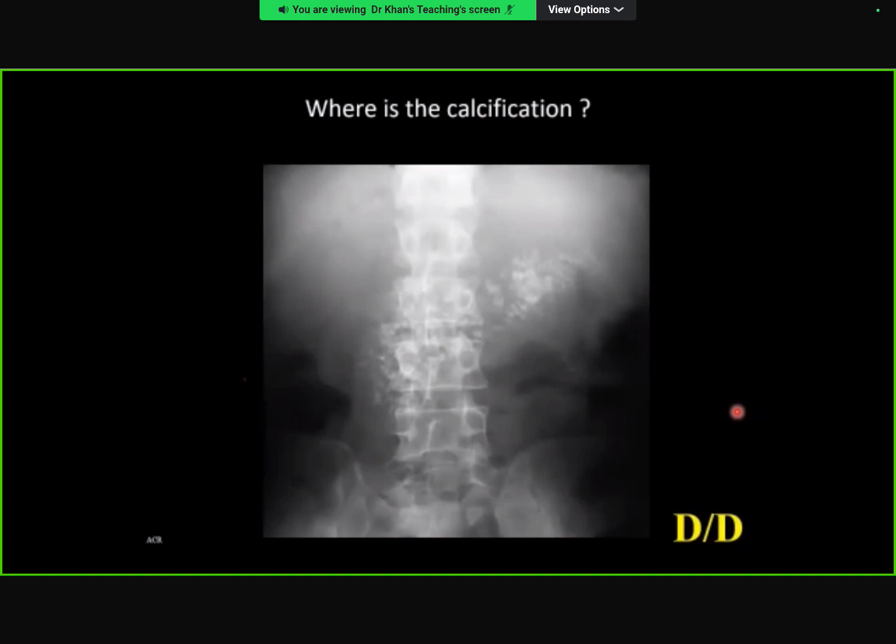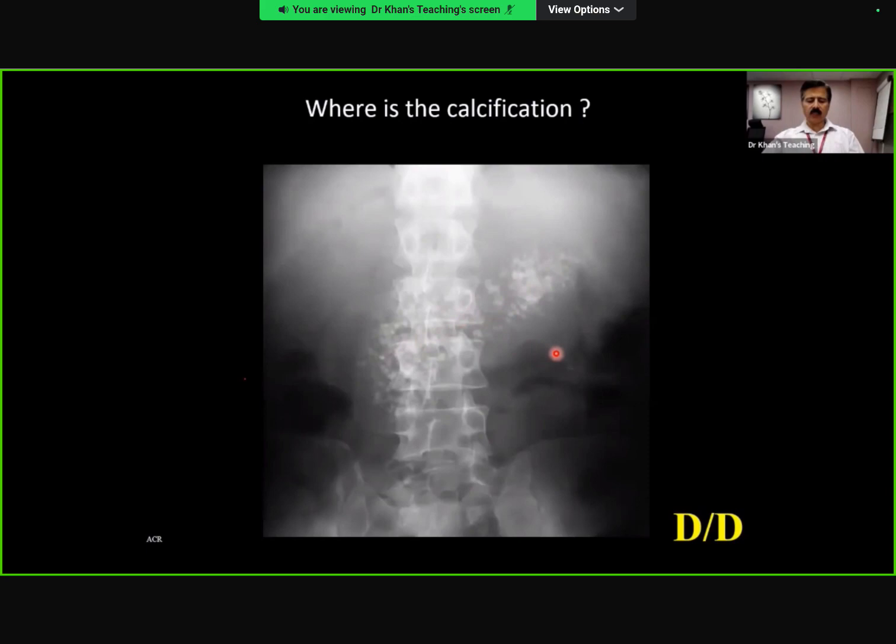Yes, sir. So that's the calcification seen in the pancreatic region. That's the pancreatic calcification. Excellent. That's fine. Because of time factor, I'll carry on. So if you see this calcification, classical calcification which goes over the spine, classical for pancreatic calcification.